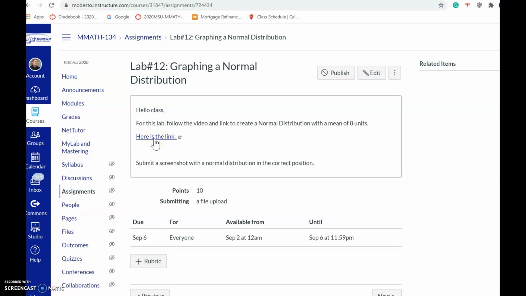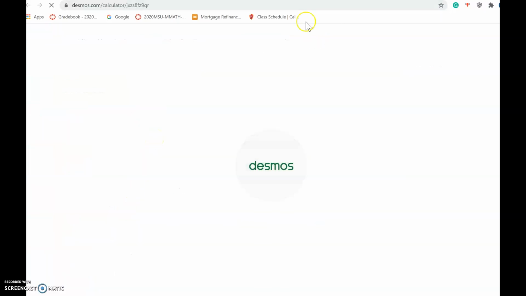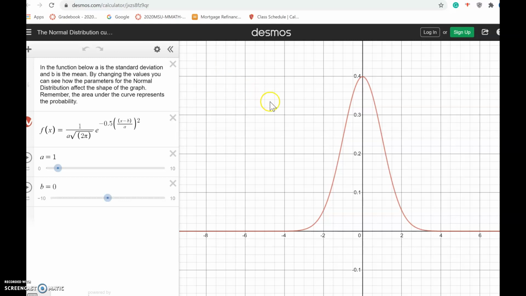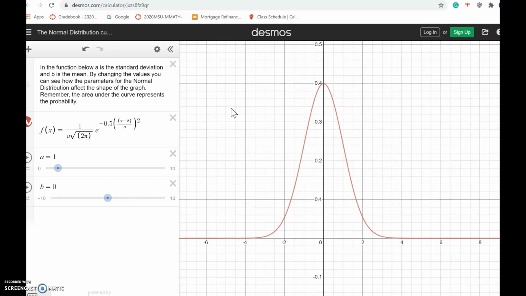Hi class, for this lab, please follow this link and it's going to take you to the following website. It's a Desmos website, and basically what you're given in this website is a normal distribution.